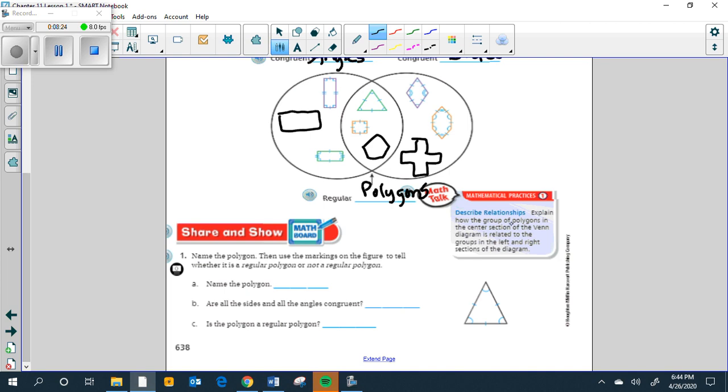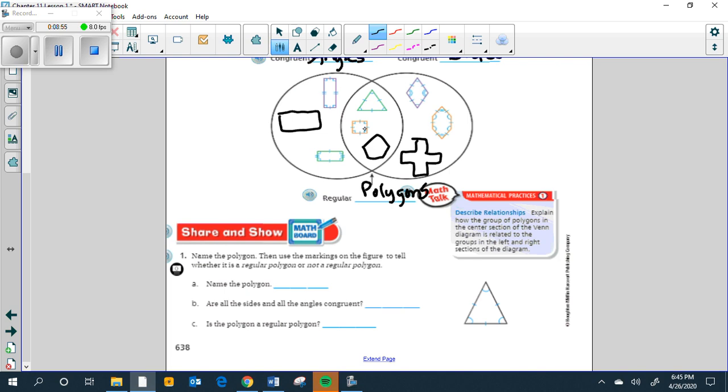So explain how the group of polygons in the center section of the Venn diagram is related to the groups in the left and right sections of the diagram. If we take a look, all of these shapes have congruent angles. All of these shapes have congruent sides. And the ones in the middle, they fit into both of those categories.